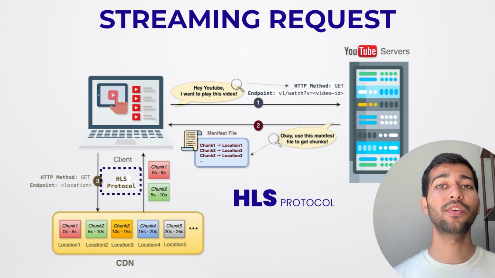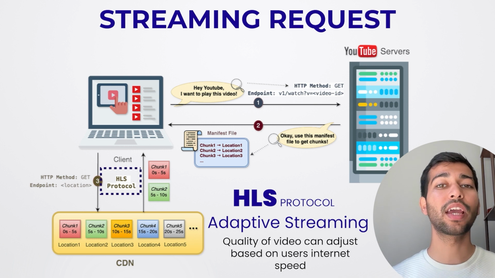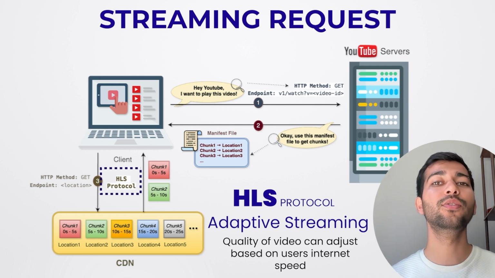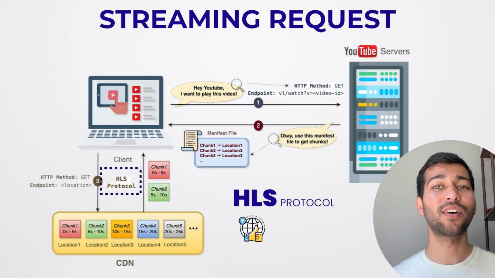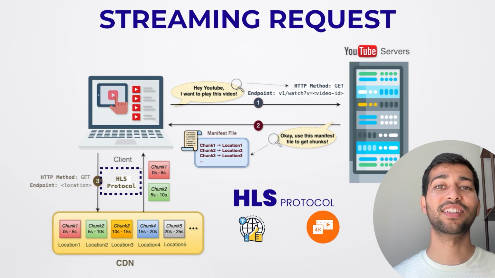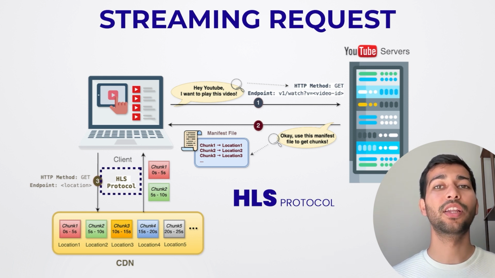The benefit with HLS is that it allows adaptive streaming, meaning the quality of video can adjust based on the user's internet speed. For example, if someone has a very fast internet connection, they will get high quality video chunks. If their internet slows down, the video quality also drops a bit to prevent long waiting times for the video. This ensures video plays without interruptions.